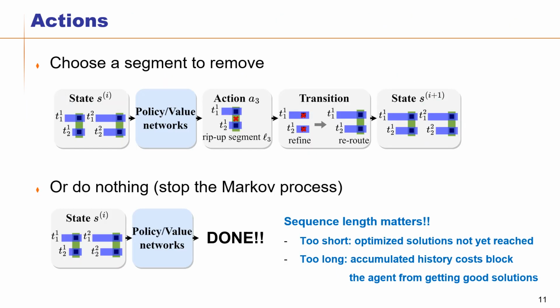Next we can talk about the action, transition, reward, and how we do the training. Given a state, the RL agent can pick a segment to remove and perform rip-up and reroute. Then, we'll get an adjusted routing solution and move to a new state. Or, the RL agent can return the termination signal and just stop the entire optimization process.